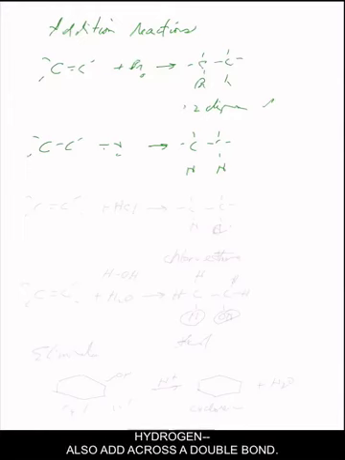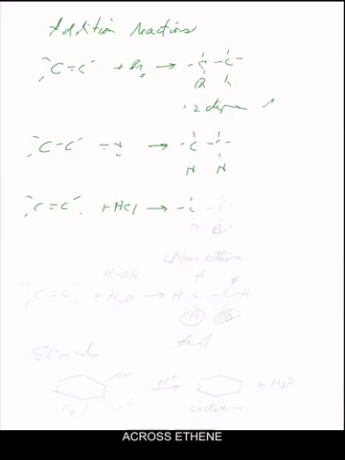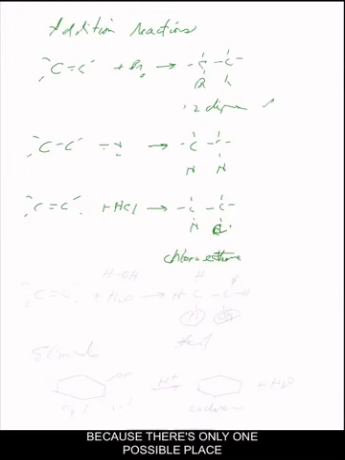Hydrogen halides also add across a double bond. So, for example, I can add something such as HCl across ethene, and notice in this case I get monochloro... that's not an H, that's a Cl. I get chloroethane. Notice I don't need a number to signify where the chlorine is in this example, because there's only one possible place where it could go.